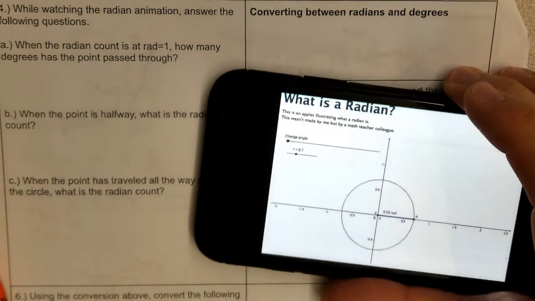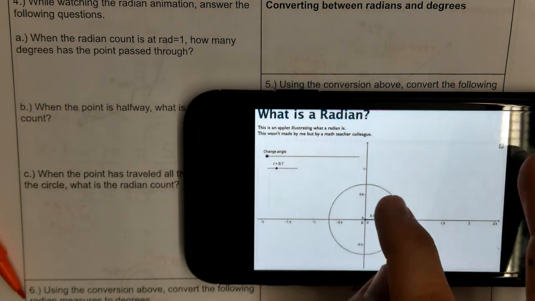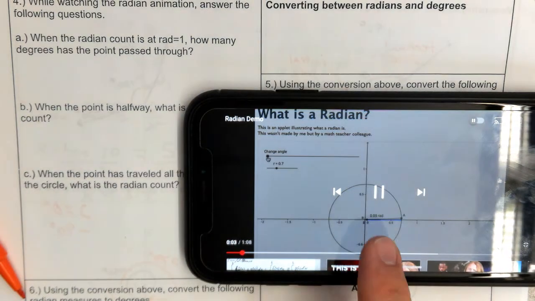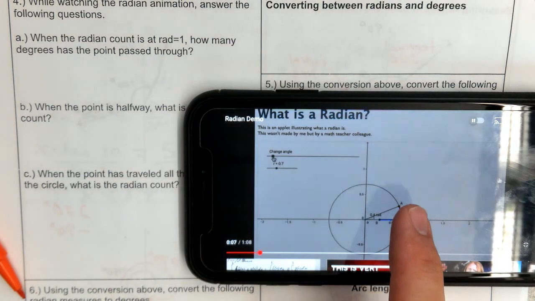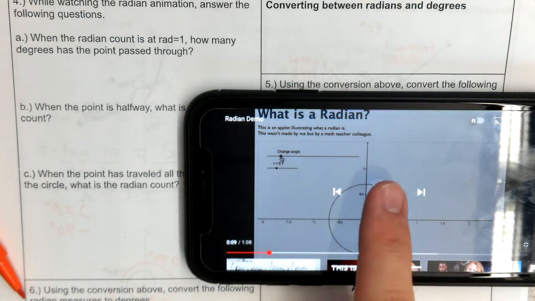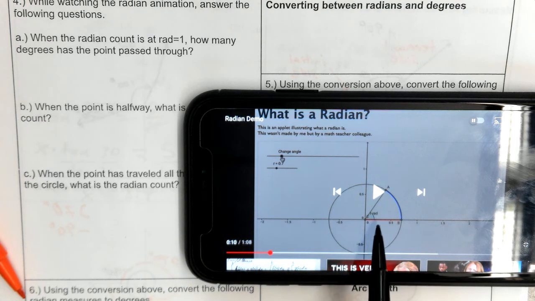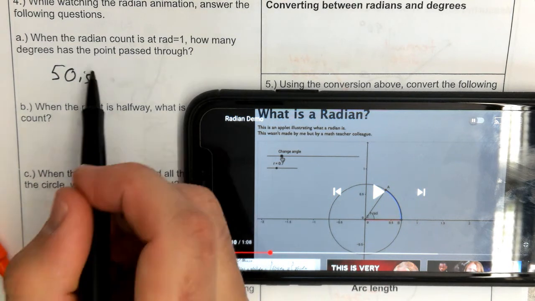So I've got the animation here. Sorry, this isn't the greatest way to organize this, but when the radian count is at radian 1, how many degrees has the point passed through? So let's look at, if I can stop this video at the right spot here. It's a little bit easier on a computer. Okay, so there it's at 1 radian, and you can see that it's over 45, maybe about 50-ish degrees.